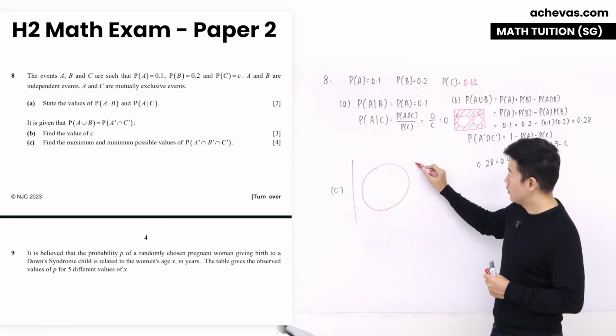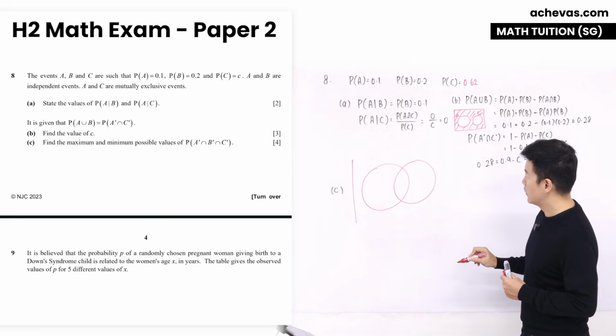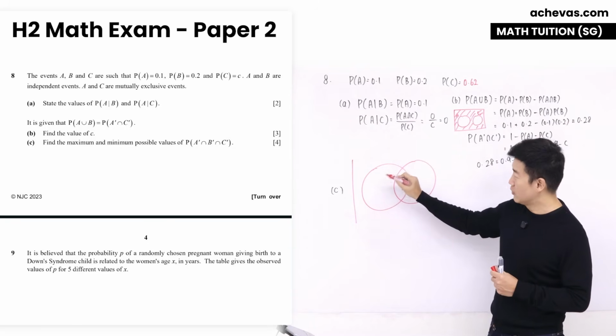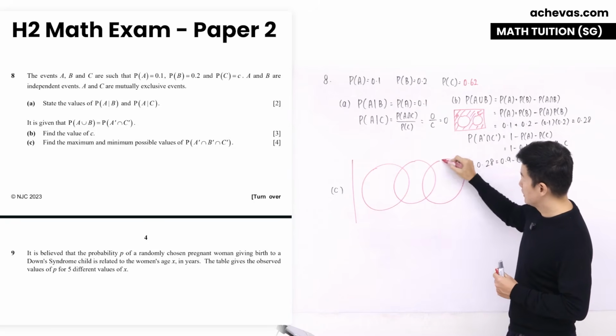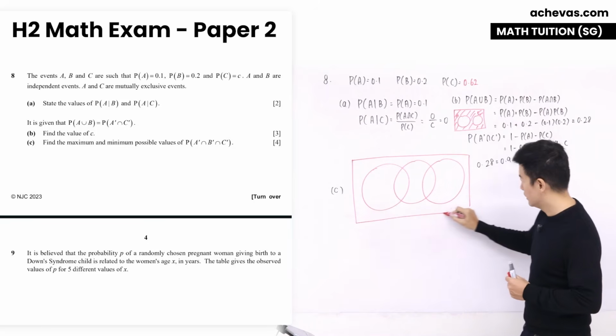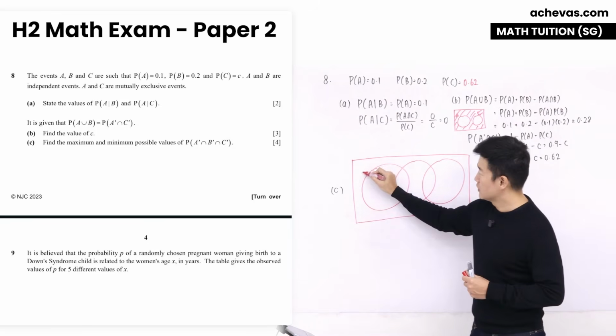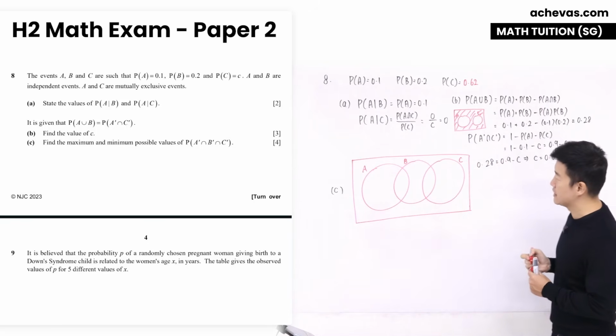We're going to have A overlapping B. So we will have this. And for C, C cannot be overlapping A at all. So I'm going to draw C here, something like this, and this will be within the universal set. So this will be A, this will be B, and here we will have C.